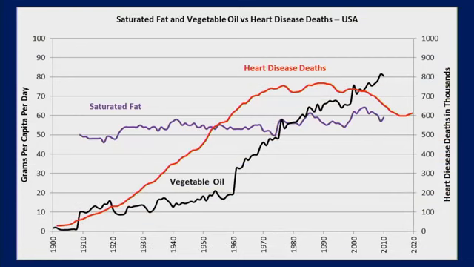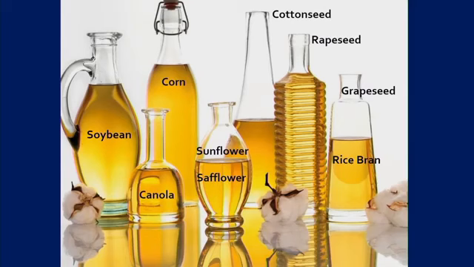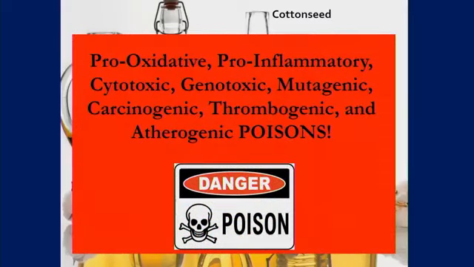Now, just so you've seen it, this is our published data, vegetable oil and saturated fat versus heart disease deaths. Notice the remarkable correlation between vegetable oils and heart disease deaths, and virtually no correlation between saturated fat and heart disease deaths, right? So moving on, okay, here's all the high PUFA oils right here. But they are pro-oxidative, pro-inflammatory, cytotoxic, genotoxic, mutagenic, carcinogenic, thrombogenic, and atherogenic poisons.